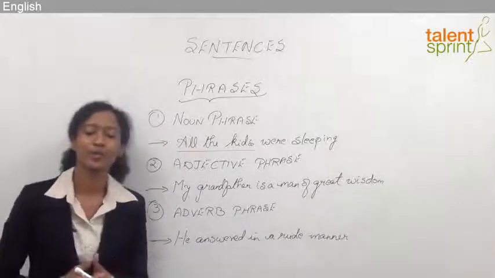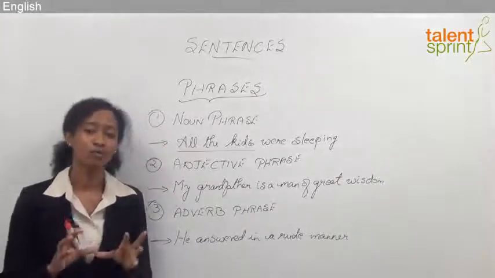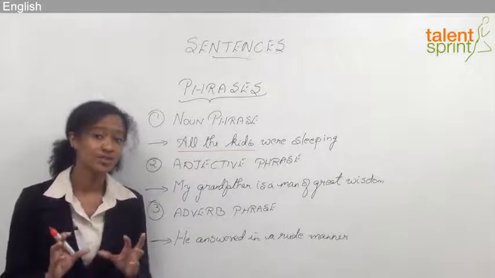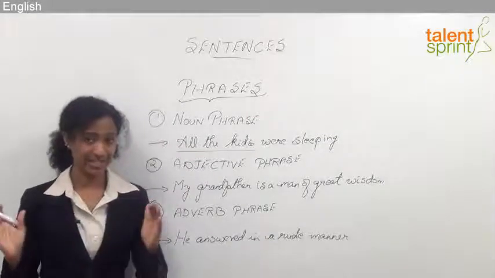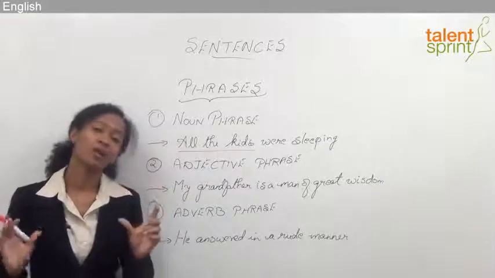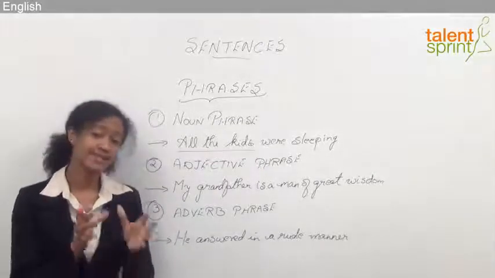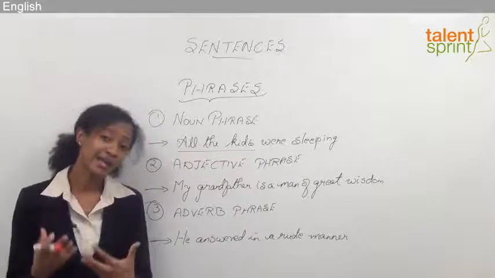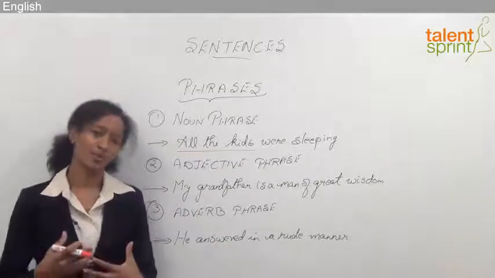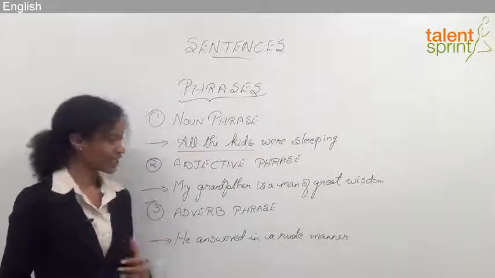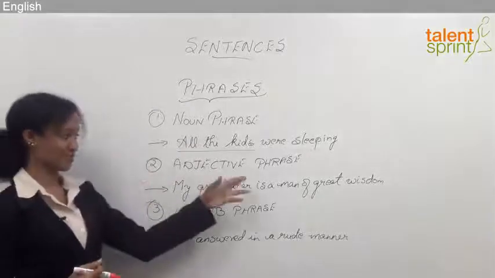Let's look at another example. The black cow gives several liters of good milk. Here in this sentence, the black cow is my noun phrase. Gives is my verb. Several liters of good milk is again a noun phrase, but is an object or a complement. Let's move on to the next one, an adjective phrase.